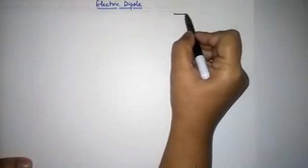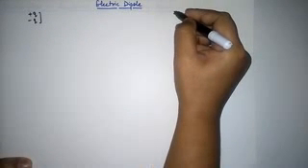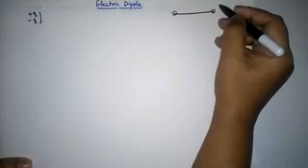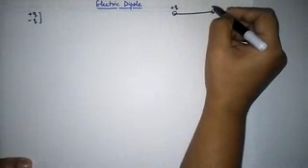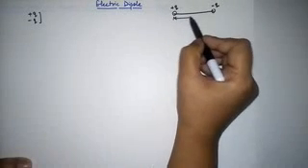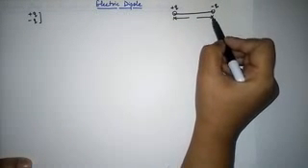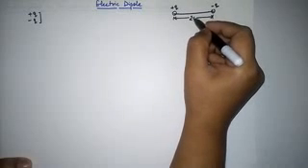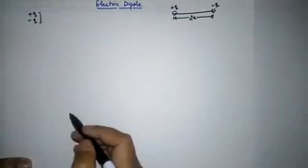Electric dipole is a system of two equal and opposite charges, like we have two charges plus Q and minus Q. A system of two equal and opposite charges means the magnitude is the same and the nature is opposite. So if we have two equal and opposite charges separated by a certain distance, it becomes an electric dipole. Suppose this distance is 2a.